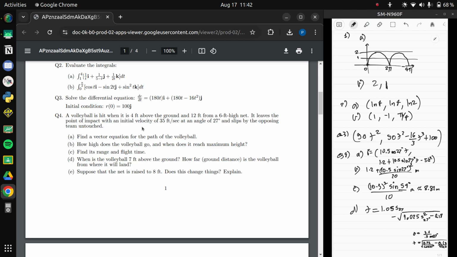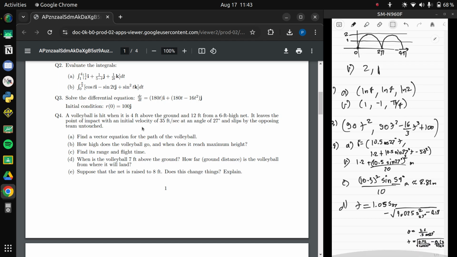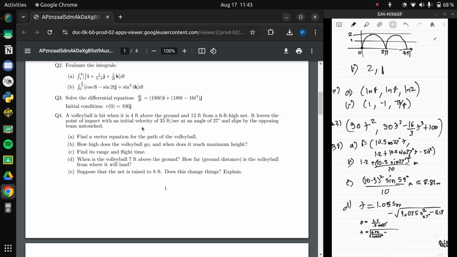Okay. D is done. Suppose that the net is raised to 8 feet. Does this change things? Explain. I don't know. I honestly need the values to be able to figure out anything. Well, if it's 8 feet, then this value will actually change, right? Point is, at this time, what will the y coordinate be? Whatever is the y, I really need to know what sine 27 degree is, don't I? I think I can just use a calculator. In the exam I won't be needing that, but I'm just gonna keep it like this for now. So I won't answer this question yet. I wanna do it the authentic way, the original way that we have been doing this.